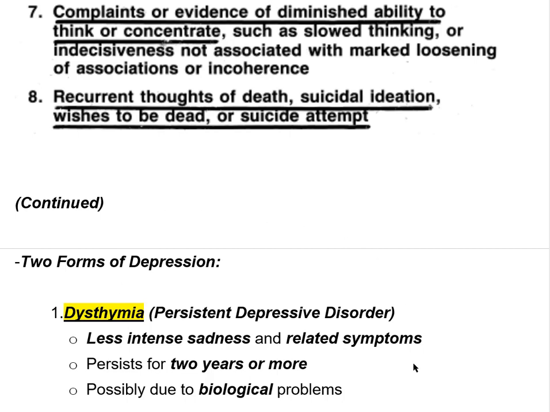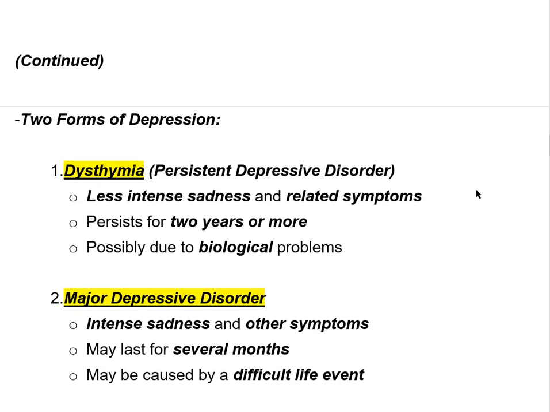So you have a friend that is blue much of the time and he's had this low-grade depression for years. Maybe that individual suffers from dysthymia. That's one form of depression. There's a second form of depression that I'm going to lecture on, and that is major depressive disorder.